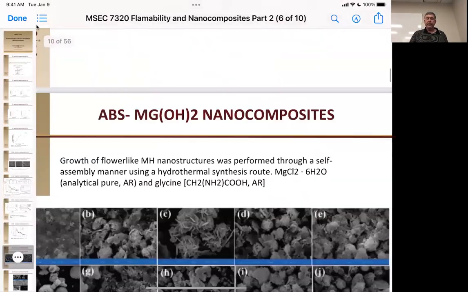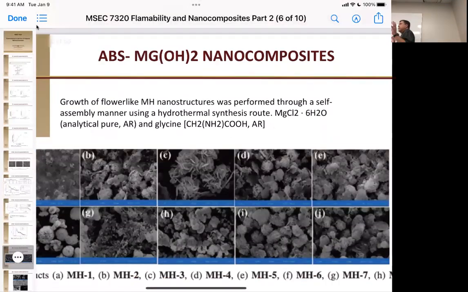All right, so now we had another group that actually made their own, but they didn't make it just as a platy little suspension. What they ended up making is these little flower-like spirulites. Okay, so they used a similar hydrothermal process. So they took the magnesium chloride and water and some base, I think. And here they used an additive that was the glycine. So that's an amino acid. And so that glycine changes the dynamics of how the plates form.